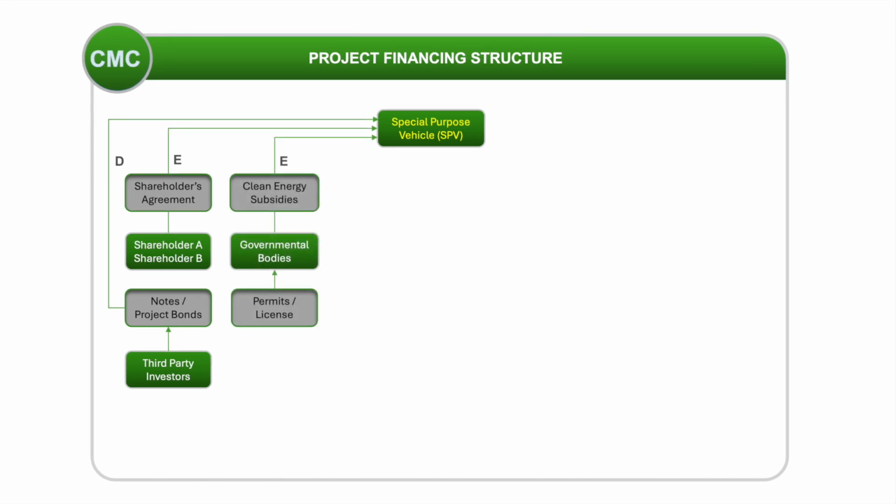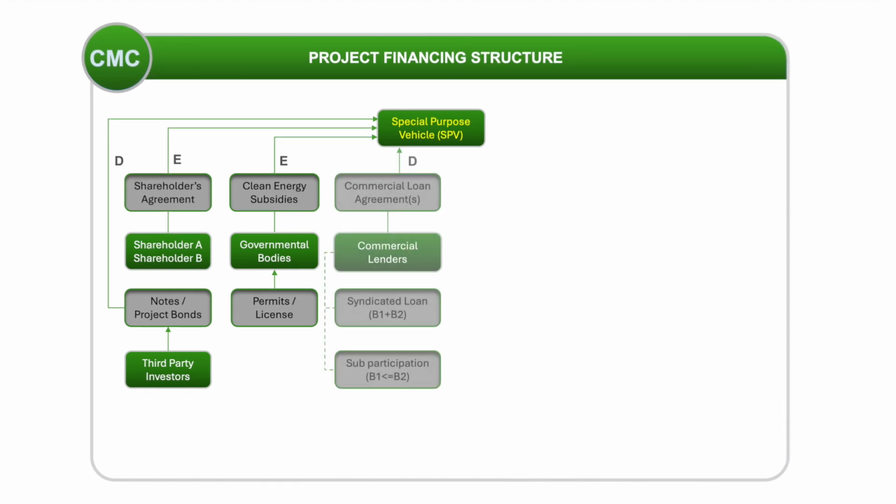Governmental bodies and/or agencies play a key role in providing the required permits and licenses. However, to make clean energy or renewable energy projects financially feasible, subsidy grants may also be required to achieve a positive investment decision. Commercial lenders such as commercial banks can provide loans, normally as senior debt lenders to the SPV. The debt-to-equity ratio can have a great influence on the level of required securities, guarantees, step-in rights and other special conditions. For example, the loan can be arranged as a syndicated loan or subparticipation.